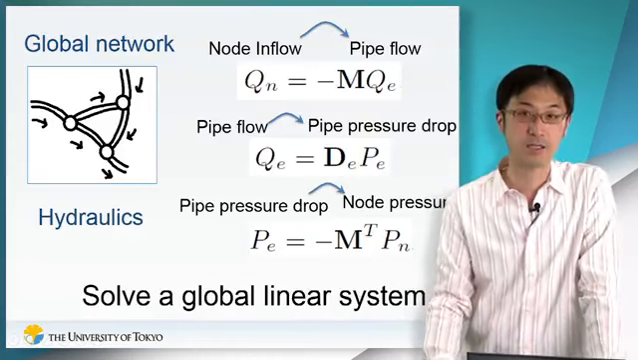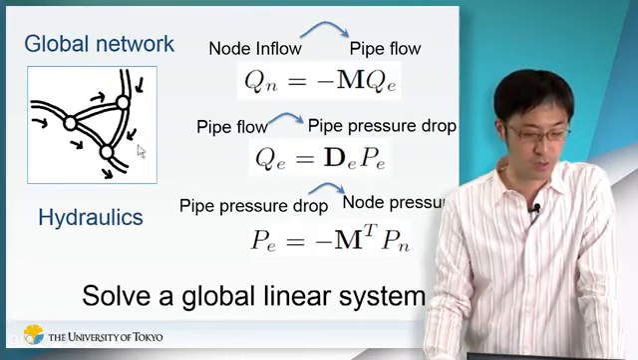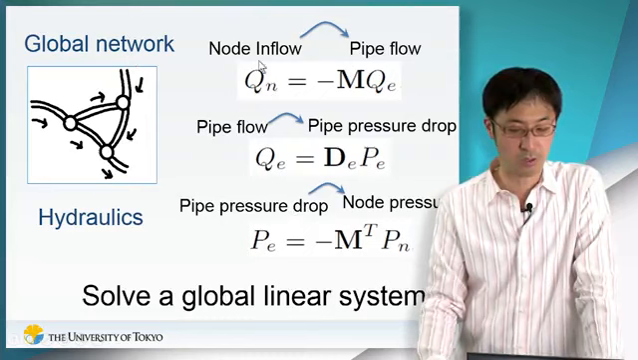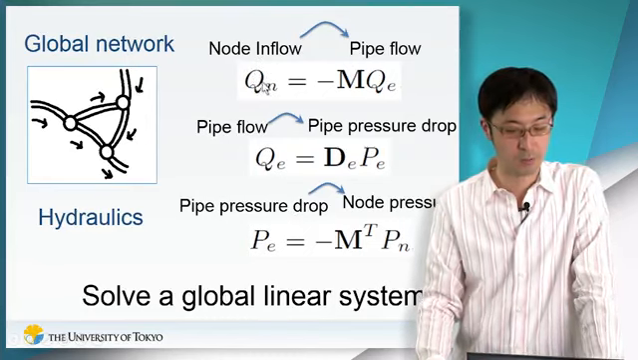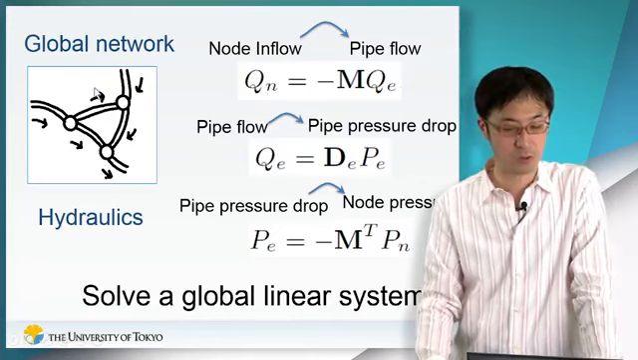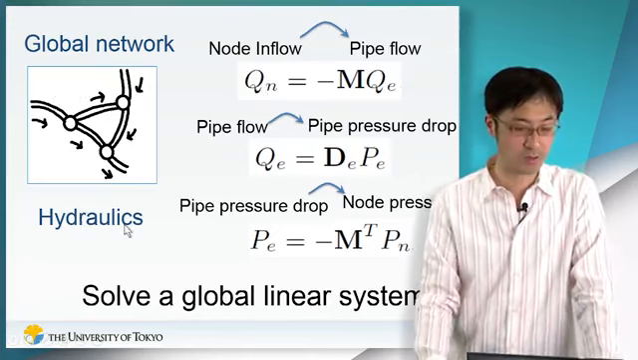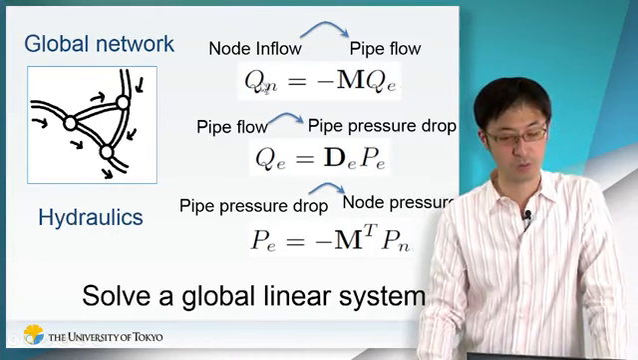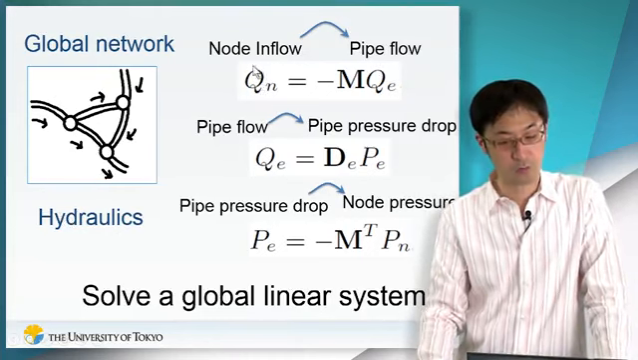The first one is hydraulic simulation for the global network. Here, the input is node inflow, Qn. So how much flow comes in from the node. And then what we compute is pipe flow from node inflow. And hydraulics is a simplified computation method that directly computes from node inflow to get pipe flow.